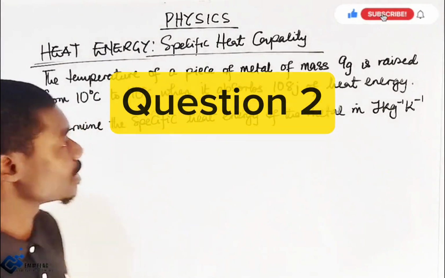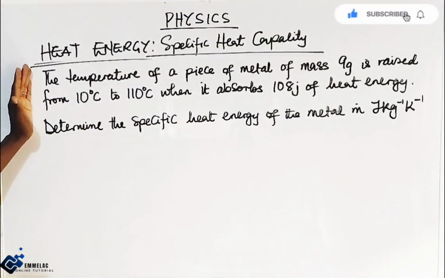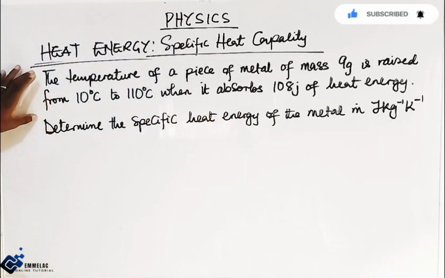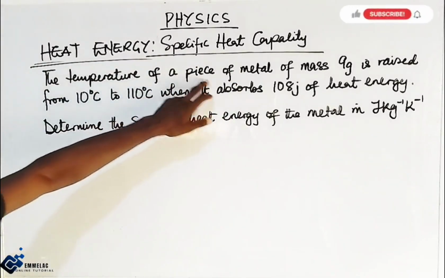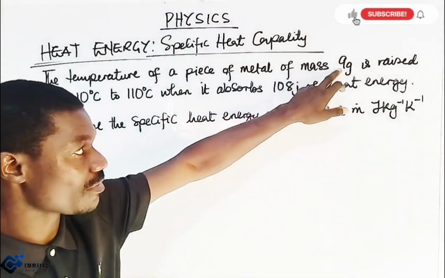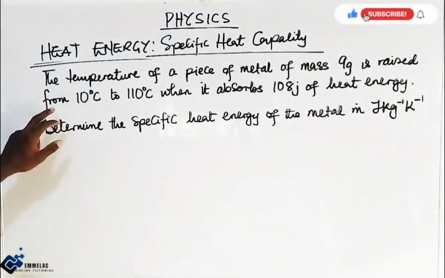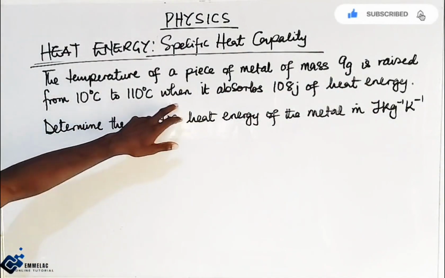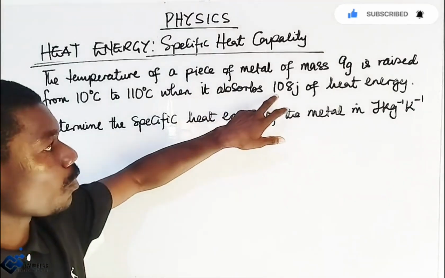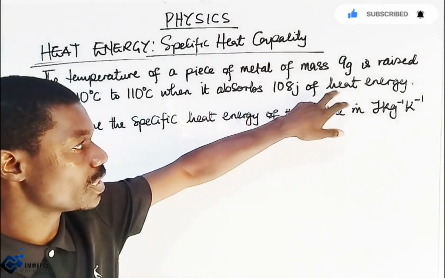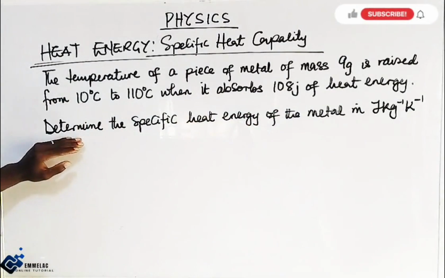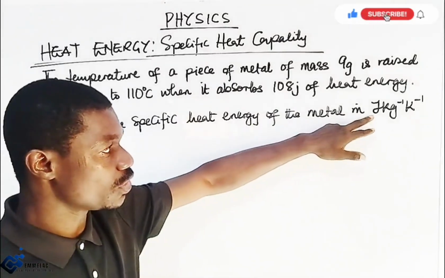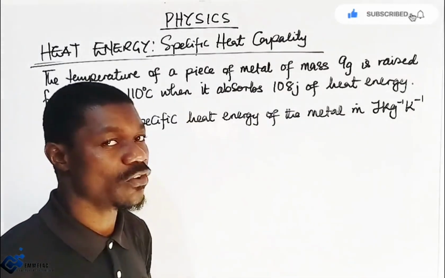Alright, welcome again to Latent online tutorial. Now before us is another question in specific heat capacity, and this question reads that the temperature of a piece of metal of mass 9 grams is raised from 10 degrees Celsius to 110 degrees Celsius when it absorbs 108 joules of heat energy. Now determine the specific heat capacity of the metal in joule per kilogram per Kelvin.